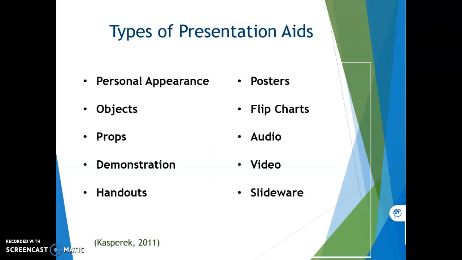As a presenter, you have many different design choices. One involves the type of aid you plan to use. Carefully consider the context and topic. When possible, have a backup or be prepared to present without the visual aid. Presentational aids might include your personal appearance, objects, props, an actual demonstration, handouts, posters, flip charts, an audio or video recording, or slideware. Whatever choice you make, be sure it is appropriate for the presentation and comfortable for you.